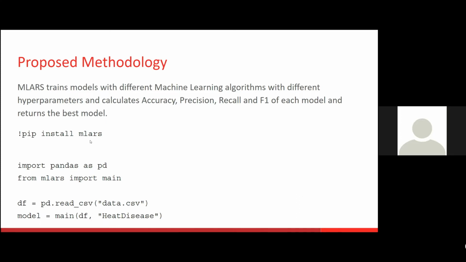You can just do pip install MLARS, and then you just need to do two imports: import pandas as pd, and from our library, you import the main function. In the main function, you basically call the main function, give the data frame, and give the name of the column you need to predict. So these four lines of code give you a balanced model which is ready to use. It also shows you which algorithms perform with how much accuracy, recall, F1 and everything.